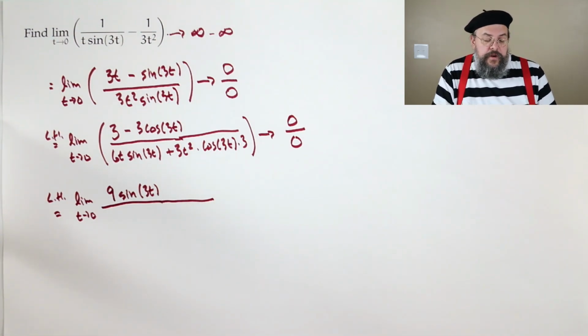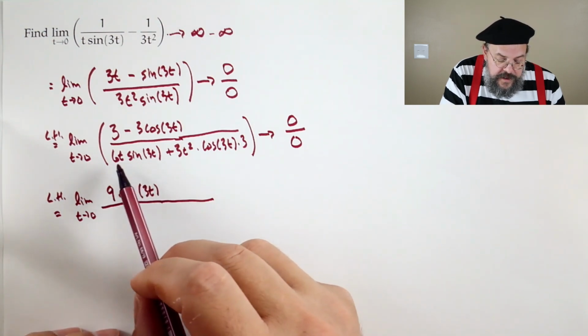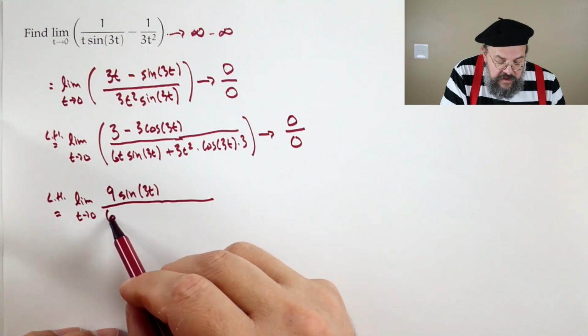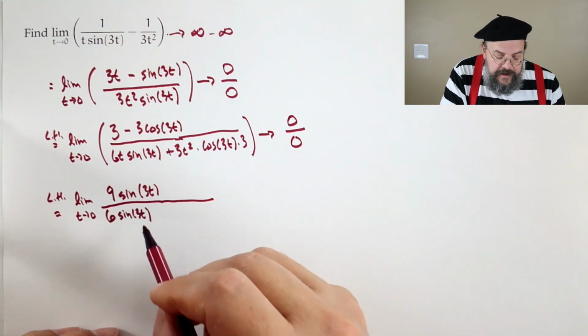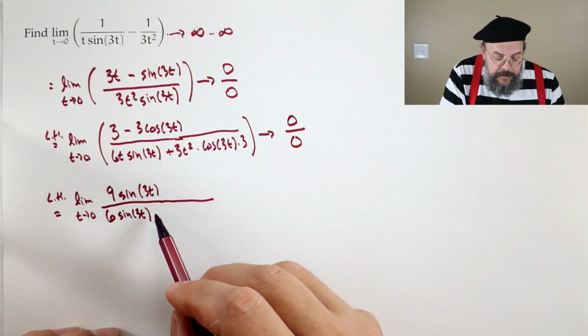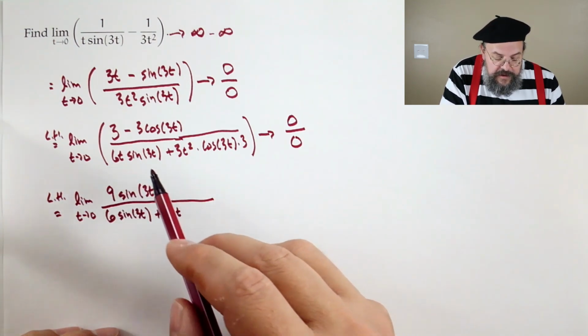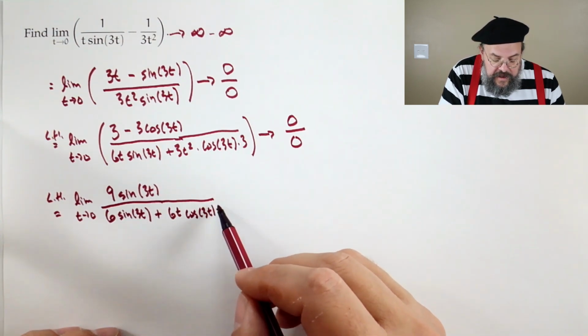What can we do? Well, let's work our way through it. We have the first term, product rule, derivative of 6t is 6 times, not times the derivative, just times the second. So derivative of the first times the second, plus the first, which is 6t, times the derivative of the second, which is cosine of 3t times 3.